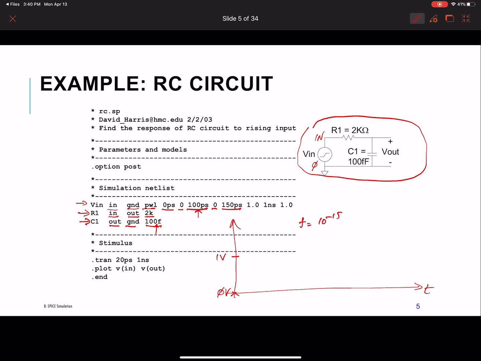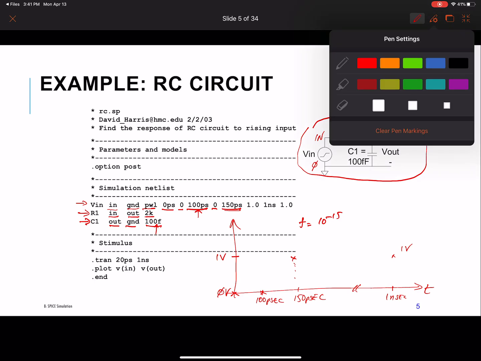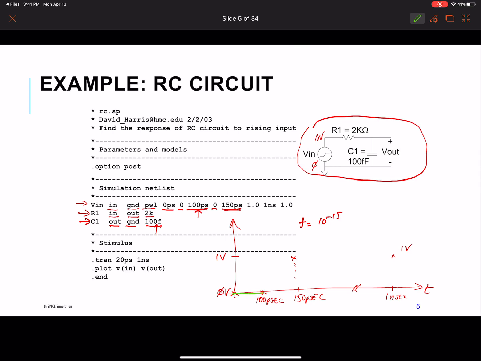It says at time 100 picoseconds, it's also 0 volts. Then at time 150 picoseconds, not drawing this to scale, it's 1 volt. And at time 1 nanosecond, which is way out here, it's 1 volt. So the waveform, basically the tool, all it does is connect those points, and that becomes your waveform. So I'll do this.